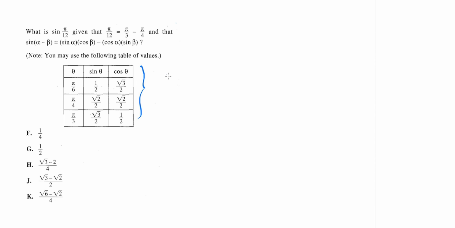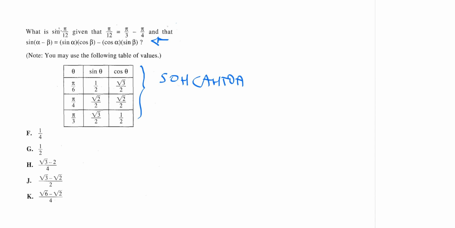If they don't give you a table, they will draw out triangles so you can solve it using SOHCAHTOA, but one way or another, you will have the information in front of you. What is different about this one is they give you an identity right here. This is an application of our sum difference identities, where the sine of alpha minus beta equals the sine of alpha times the cosine of beta minus the cosine of alpha times the sine of beta.